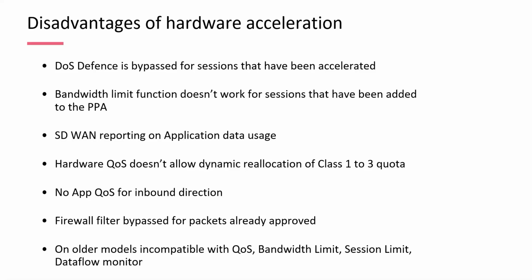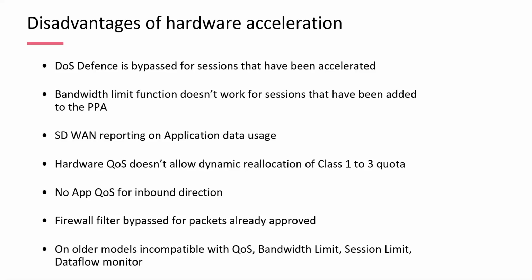SD-WAN reporting on application data usage isn't compatible with hardware acceleration, and the hardware QoS doesn't allow dynamic reallocation of the classes. So the class 1 to 3 quotas are only assigned to the specific classes. What we'd recommend when setting up QoS is to typically use class 1 for your important traffic, and then use the other classes for other traffic.